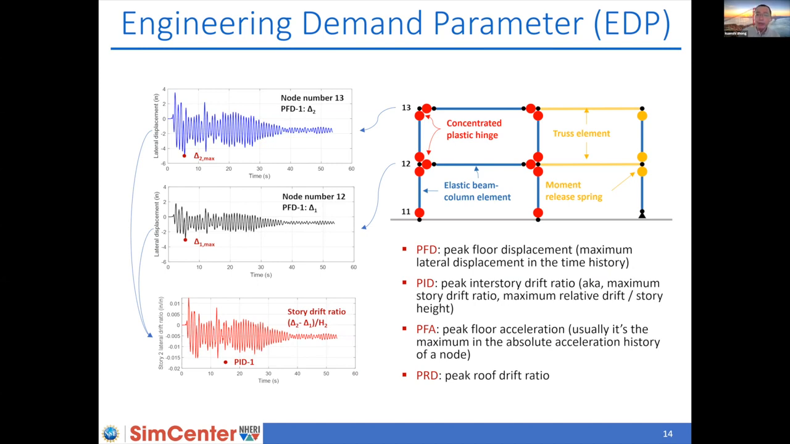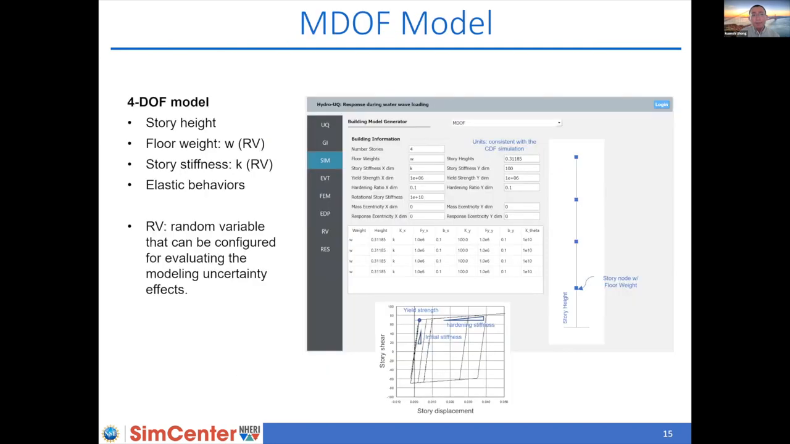And other responses will be seen later in the example results. Just want to mention here quickly, the PFD, basically the peak floor displacement, PID, peak inter-story drift ratio, PFA, peak floor acceleration, and the PRD is the peak roof drift ratio. And so now let's work through one basic example here, the MDOF module in the SIM panel.